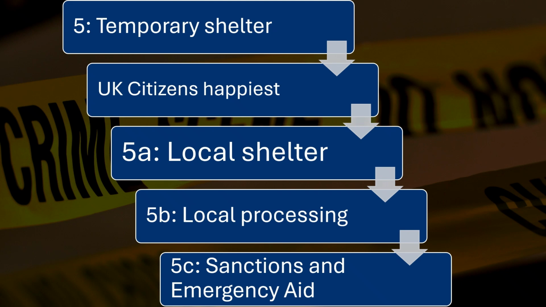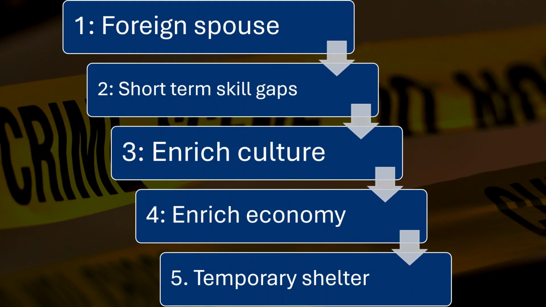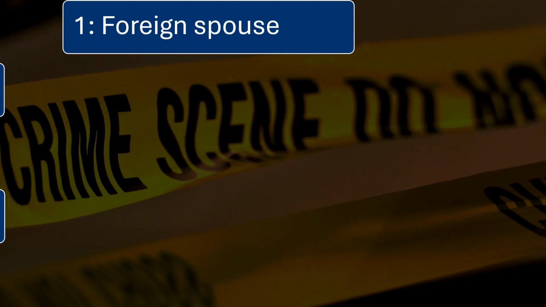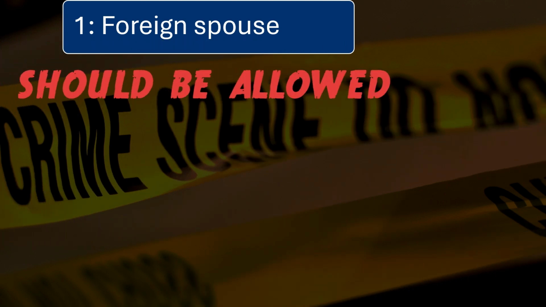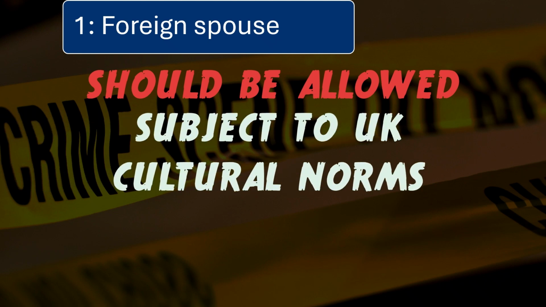Let's keep going and look at the other 4 sources of immigration to a country. Item 1, yes, we should allow UK citizens to bring foreign spouses to live in the UK. This brings integration and cultural enrichment to the UK, as well as making individual UK citizens much happier. Obviously, this must be a marriage within UK cultural norms around things like age and blood proximity.